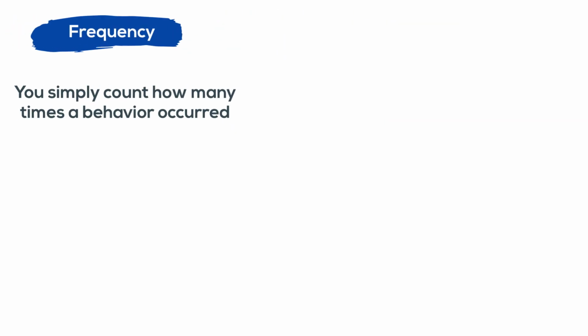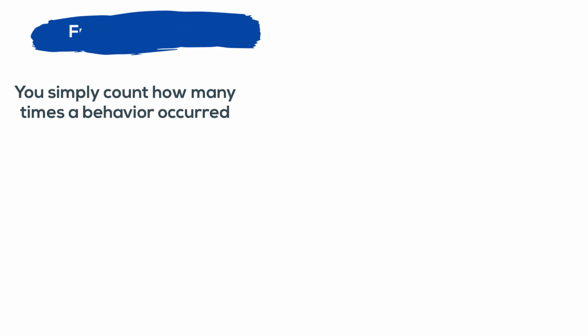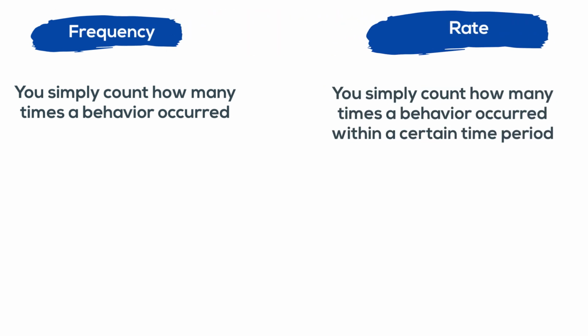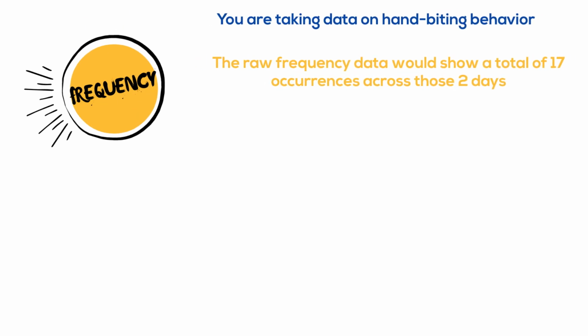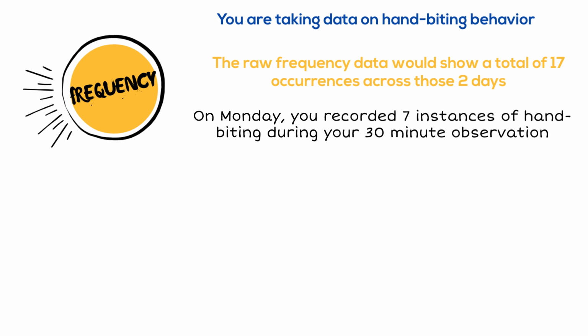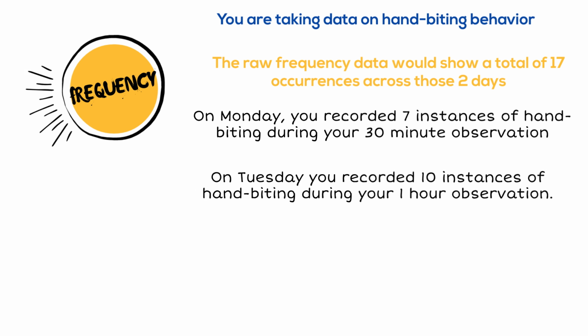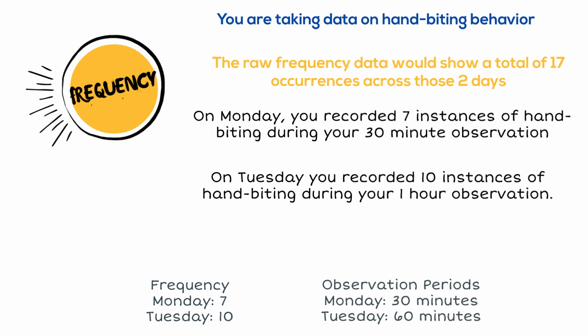In your study materials, you are going to see the term rate. The rate recording procedure is similar to frequency. You are just adding a time component. Let's examine hand-biting behaviors. The raw frequency, so the total tally, for hand-biting across Monday and Tuesday was 17, 7 on Monday, and 10 on Tuesday. Based on those numbers, we would assume that Tuesday had a higher level of hand-biting than Monday.